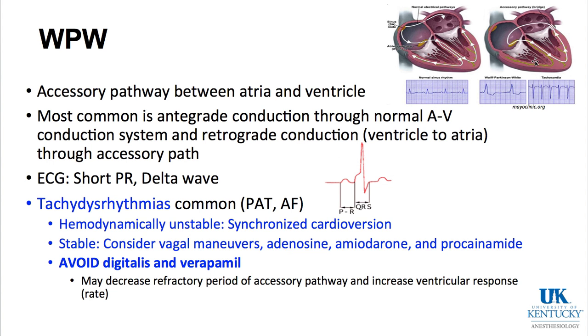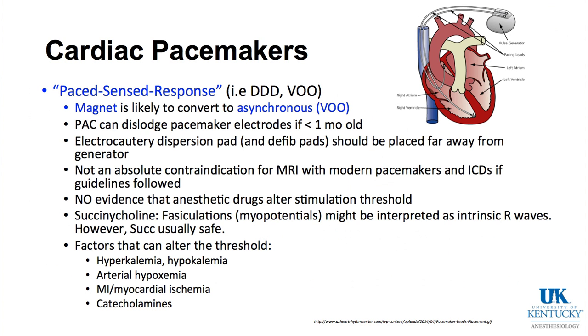If it's stable, you can consider vagal maneuvers and adenosine and amiodarone and procainamide. Procainamide can work on that accessory pathway, but you're going to avoid, classically anyway, digitalis, verapamil, diltiazem, drugs that work on the AV node, because these drugs can not work on the accessory pathway and actually increase the rate of the ventricular response. So diltiazem, verapamil, calcium channel blockers, and WPW, think not a great idea.